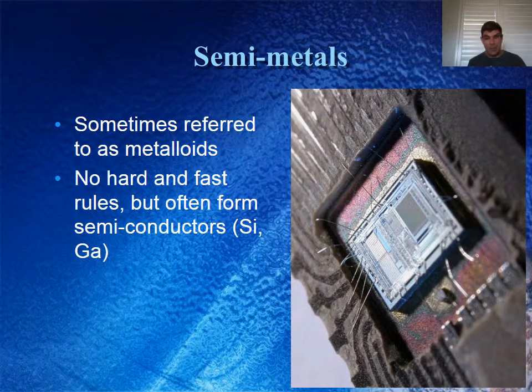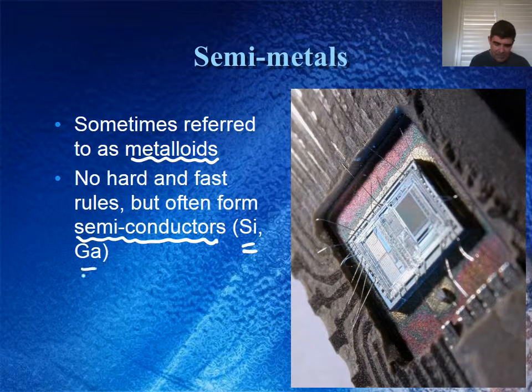Semi-metals are somewhere in the middle. Sometimes semi-metals are referred to as metalloids, and there are only a small number of these, and they're relatively unique as a consequence. But one interesting thing about them is that a couple of them have been used as the basis, silicon and gallium, for semiconductors. So materials that have some properties of conductivity but are not as good conductors as the metals are. So these ones in the middle show some characteristics of both metals and non-metals.